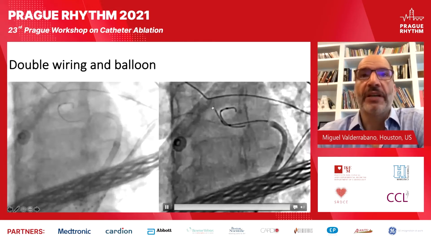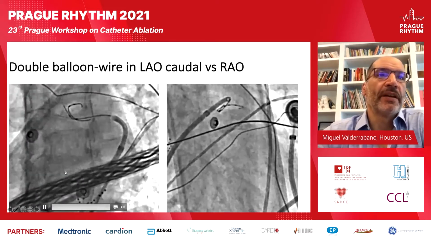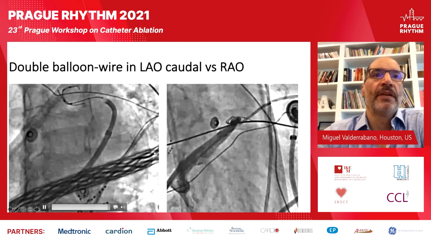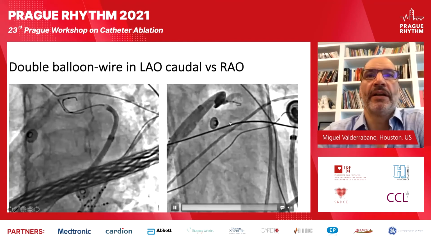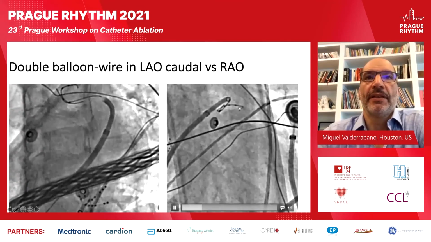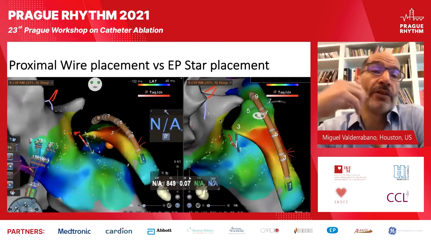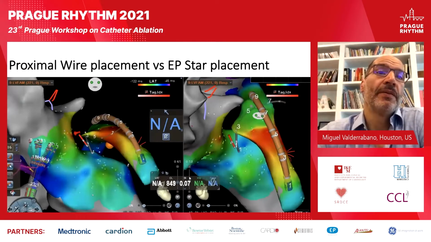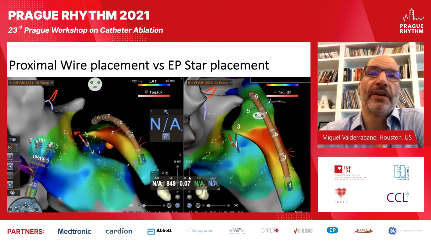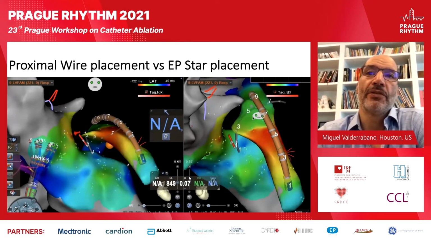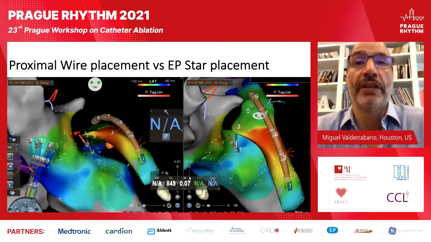I want you to appreciate also the complexity of the anatomy. This is in LAO caudal, where we kind of see where we are, and in RAO, we can't understand anything. Everything is overlapped. But also we have the luxury of 3D maps. So this red catheter here is how Carto represents the wire, and in gray is the previous location of the EP star where we were getting those beautiful signals.